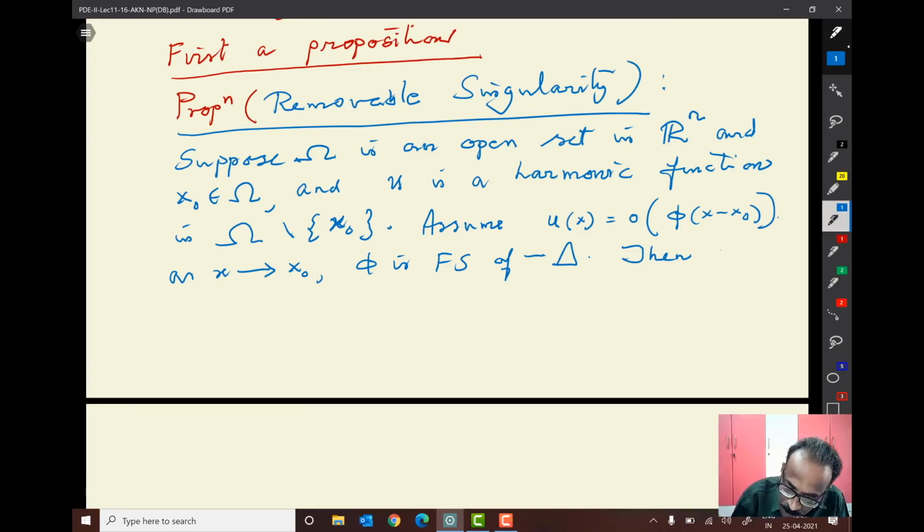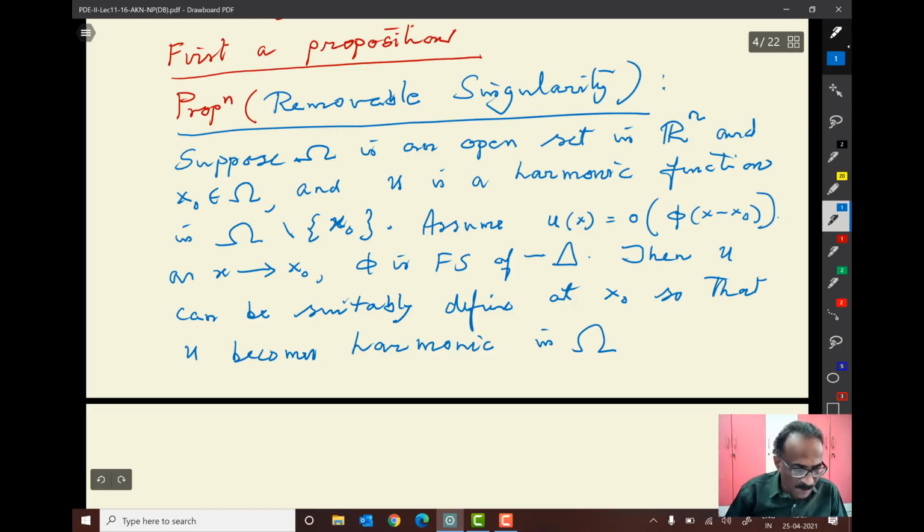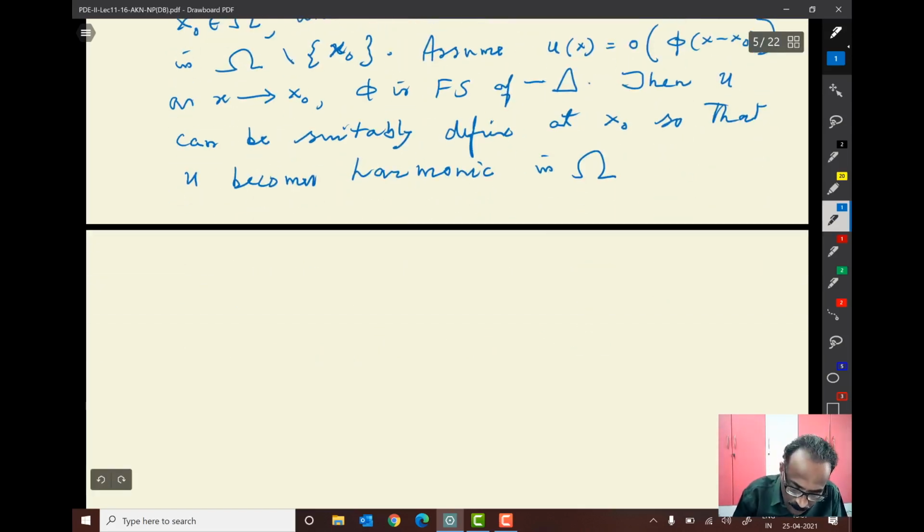Then you can suitably define u at x naught so that u becomes harmonic in omega. So let me explain a little more about this. We will prove this in the next class. Okay, we will give a proof of this one.